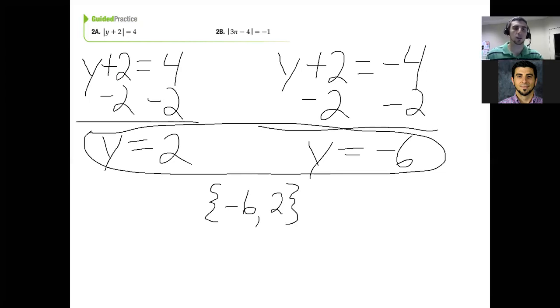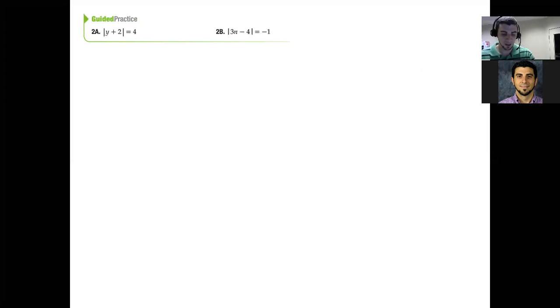And if you checked, if you plug in 2 plus 2 is 4, absolute value of 4 is 4, we're good. Negative 6 plus 2 is negative 4, absolute value of that is 4, and 4 equals 4, so we're good. Second one is the no solution, and you write the symbol for no solution as a 0 with a slash through it. The absolute value of something is set equal to a negative, can't happen, so there's no solution. You don't even have to try to do the two cases, okay?